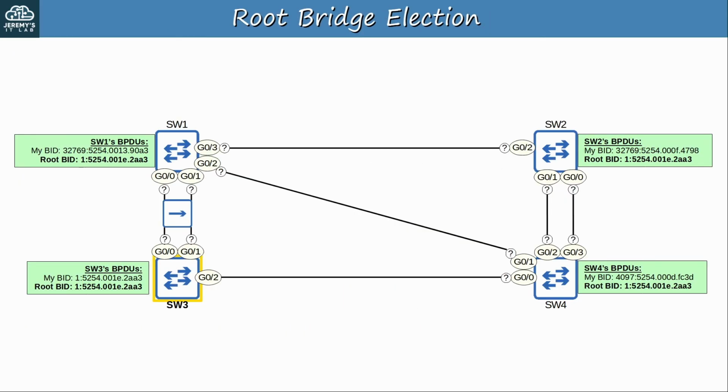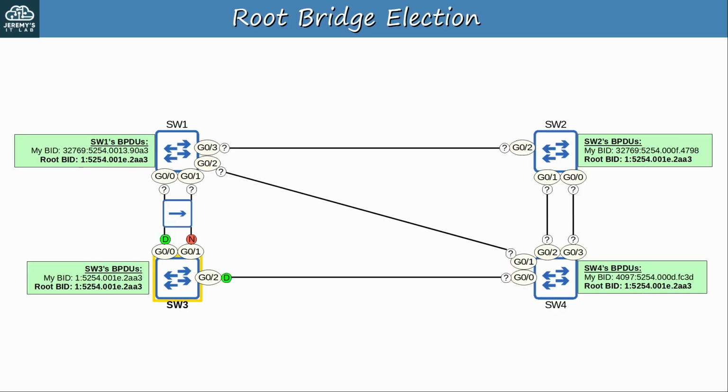So, after exchanging BPDUs with each other, all switches agree that switch 3 is the root bridge. It has the lowest bridge ID because it has the lowest bridge priority, 1. Actually, that's 0 plus 1. The priority value is 0, and the VLAN ID is 1.